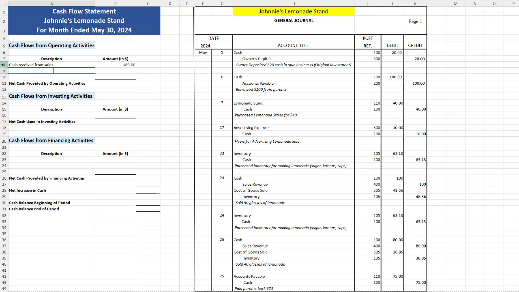Inventory is used as part of a business's operations. Johnny paid cash for his inventory on May 23rd of $63.13. And on the 24th, he paid the same amount. This is a decrease or an outflow of cash of $126.26. What are considered negative values in accounting are usually written in parentheses and in red. I will add the description and the total cash spent for inventory.